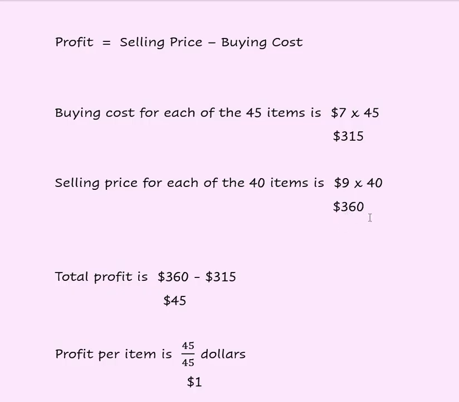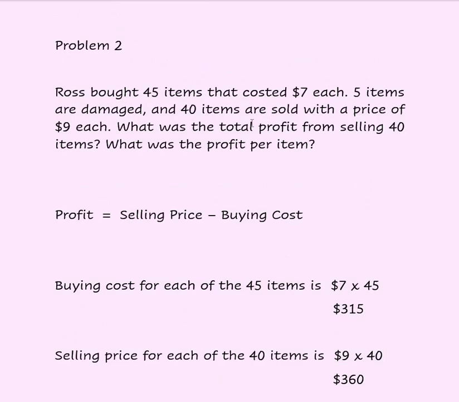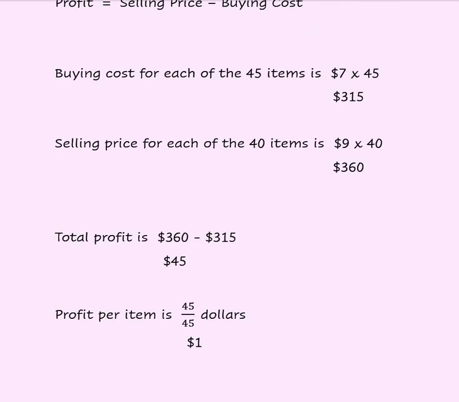Now we get profit equals total selling price, which is $360, minus the total buying cost, which is $315. Which gives us $45. But he bought actually 45 items. So the total amount of profit per item will be $45, which is the total profit, divided by the number of items he bought, which is 45, which gives us profit per item as $1.